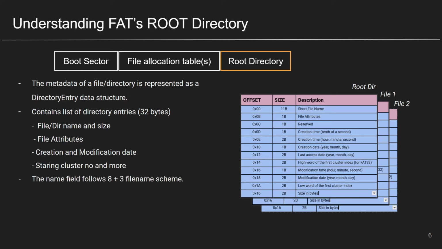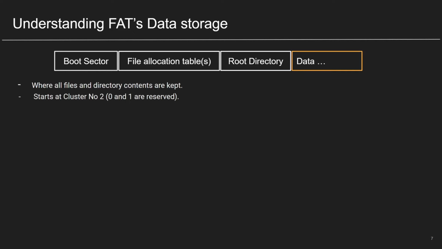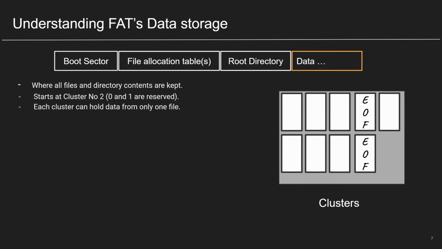The name field follows the 8+3 file name scheme. The first 8 bytes are for the file name, padded with spaces. The last 3 bytes are for the file extension. Finally, we have the data area. This is where all the file and directory contents are actually stored. This area starts at cluster 2 since clusters 0 and 1 are reserved. The key rule here is each cluster can only hold data from a single file.